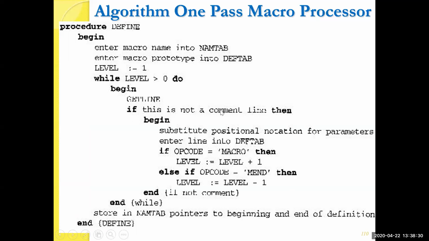So the process is repeated as long as level is not equal to 0, and when level becomes 0, it means we have reached the end of the outermost macro, especially when we have one macro nested within another. So at this point, pointers are set in the name table to the beginning and end of definitions that are stored in the definition table.